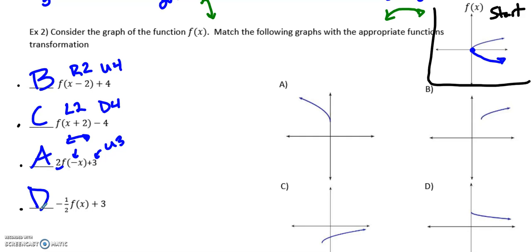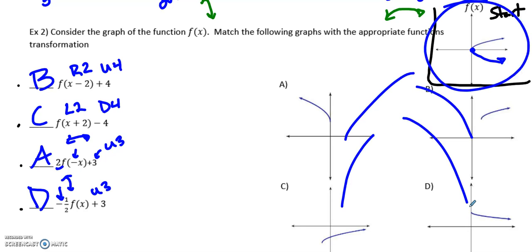So I can match up these graphs just by looking at the different transformations and seeing how they affect my graph. In the next video we're going to look at how we actually graph a transformation. If we start with something like f of x right there, how do I produce one of those 4?